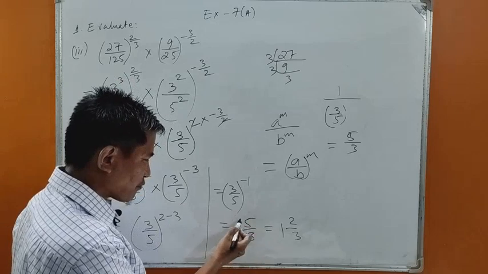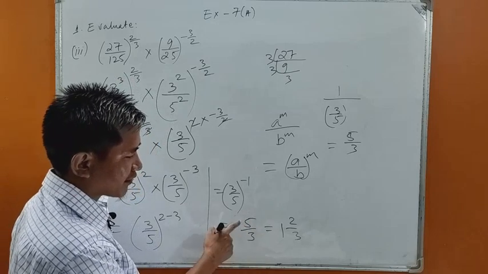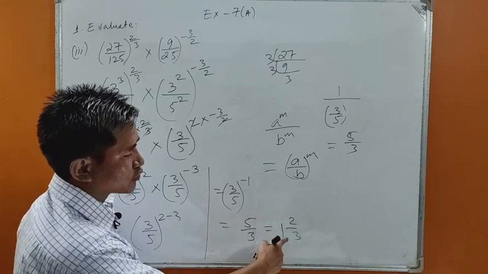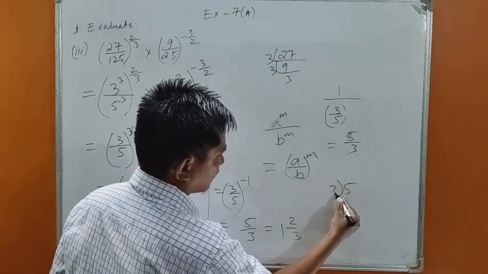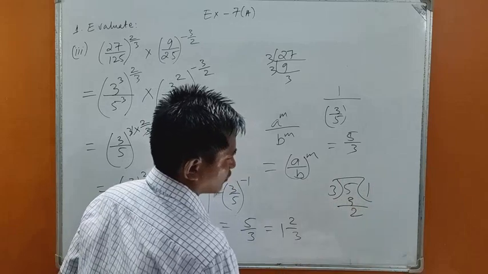This is an improper fraction because the number in the denominator is smaller than the number in the numerator. So we must convert this type of fraction into a mixed fraction. How do we convert this? I hope you know this very well. 3 ones are 3. 5 minus 3 is 2, isn't it?